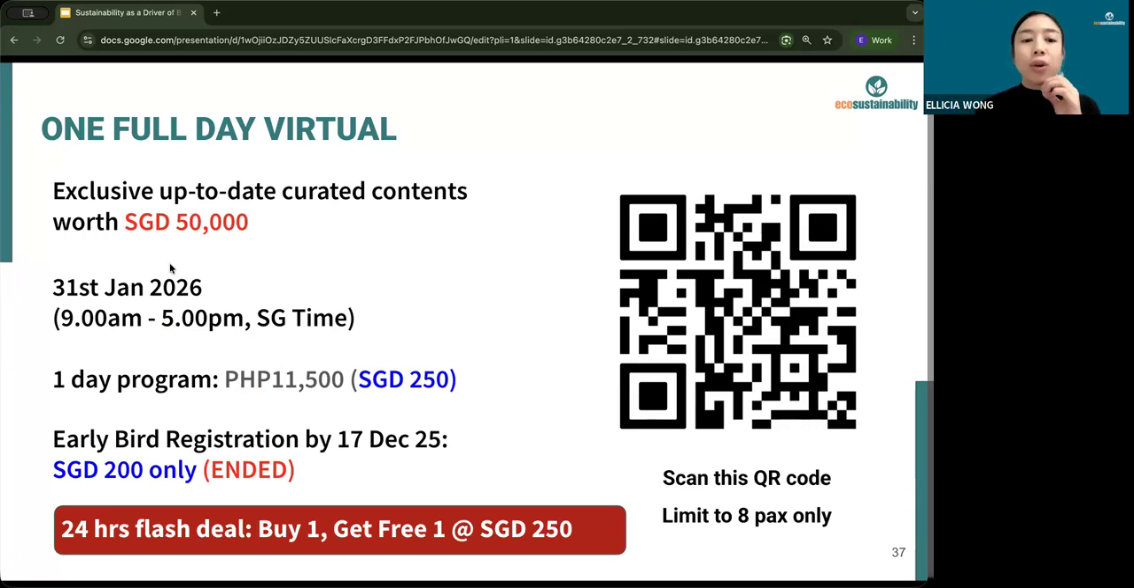250 Singapore dollars. So how does it work? You scan the QR code to register, and we will send you the payment details. Complete your payment within 24 hours to lock this offer. After you lock this offer and pay within 24 hours, you get to bring one more friend along for free. So it's our buy one free one deal here. Screenshot this page, and this flash deal is only for today and strictly limited to the first 8 people only, because we run multiple sessions. We don't have so many quotas for everybody. So 8 people only, 8 people only. First come, first served. So the countdown starts now.